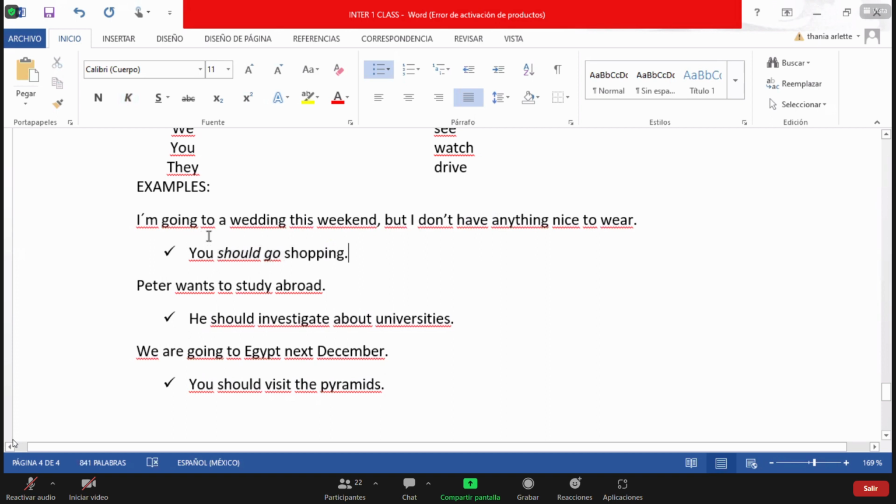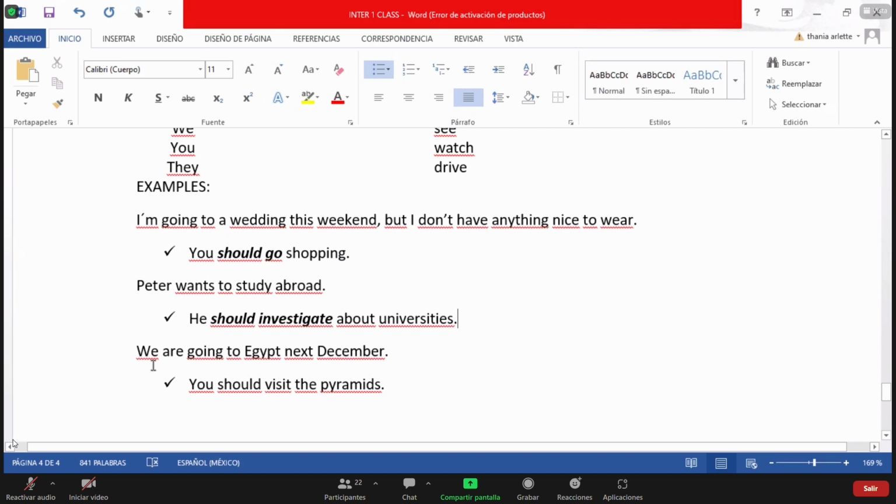I'm going to a wedding this weekend, but I don't have anything nice to wear. You should go shopping. Peter is a different person. This is not me. Peter wants to study abroad. My subject is he. He should investigate. Again, with a verb in infinitive, it doesn't matter that this is an idea for the future. It doesn't matter this is a third person, Peter.